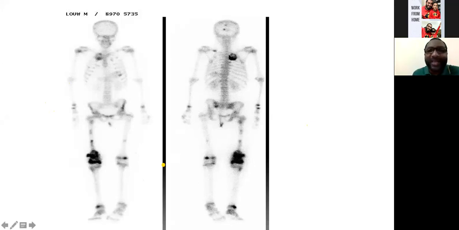Additionally, in addition to the multiple skeletal metastases that this patient has, there is also metastasis to the lung, because you can see it here. So this patient will not benefit from amputation. Other forms of therapy will be done for the patient.